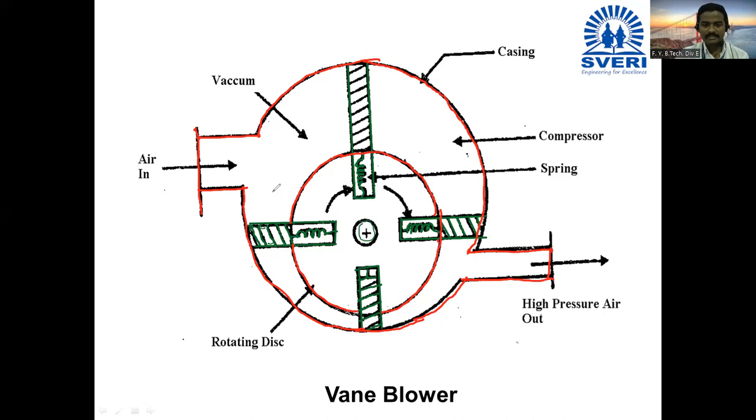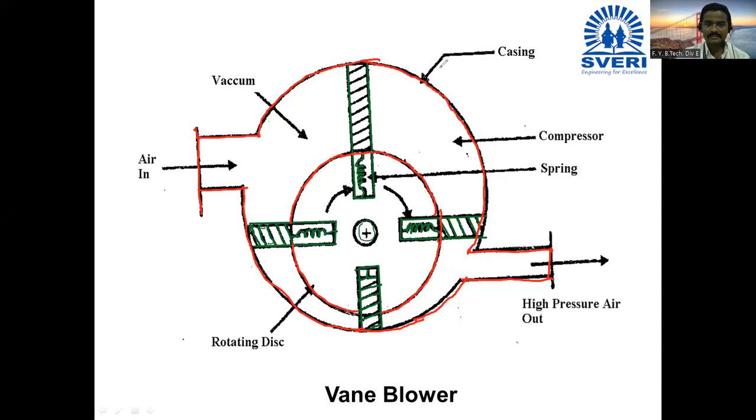Okay, now please pay attention. So how does this vane blower compressor work? Why is the name called vane? Because there are spring loaded vanes present here. These are the vanes, connected to the spring. Now, if you observe carefully the construction details, there is one disc which is placed eccentrically.